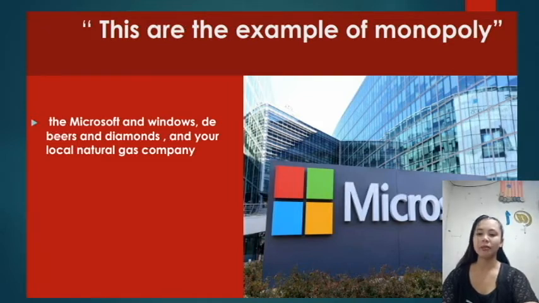And another example is De Beers and diamonds. De Beers Group is an international corporation that specializes in diamond mining, diamond exploration, diamond retail, diamond trading, and the industrial diamond manufacturing sector. And another example is the local natural gas company. The natural gas company provides or purchases an actual commodity.